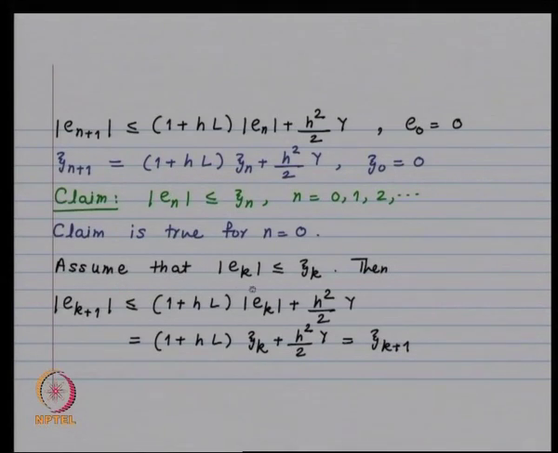and assume the result to be true for k. Consider modulus of E k plus 1. This will be less than or equal to 1 plus h L mod E k plus h square by 2 Y. By induction hypothesis, mod E k is less than or equal to psi k. So, you will get 1 plus h L psi k plus h square by 2 Y, and that is our psi k plus 1. So, instead of the inequality, now I have to work with this sequence. So, now we have got psi n plus 1 is equal to some formula.